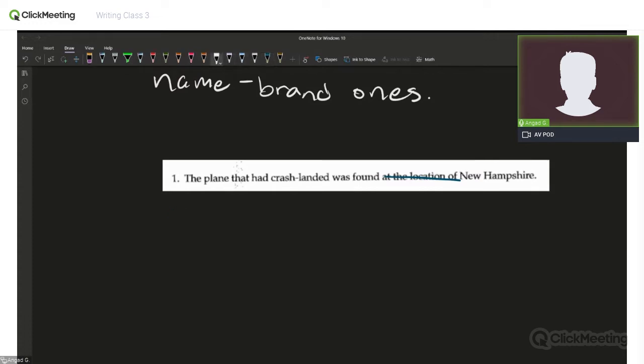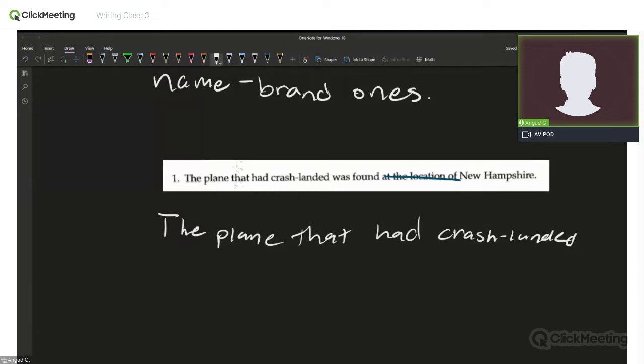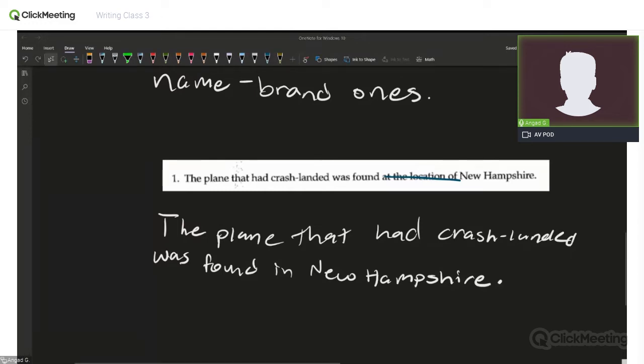We could just have, I'm gonna turn this white again. The plane that had crash landed was found in New Hampshire. Right? You guys get that? How that's a useless phrase? The at the location of, when it's already said in New Hampshire.